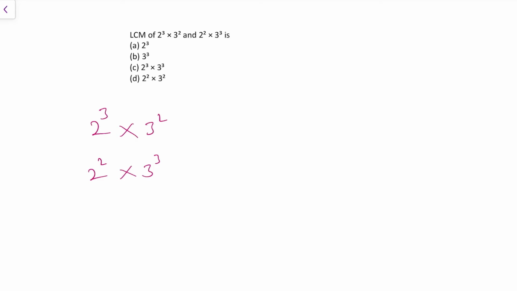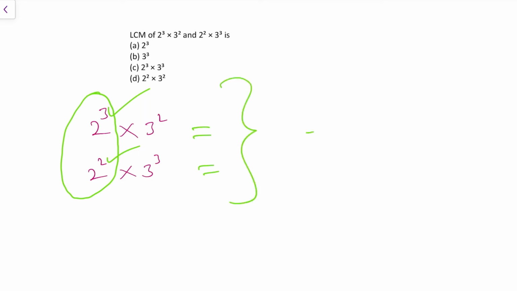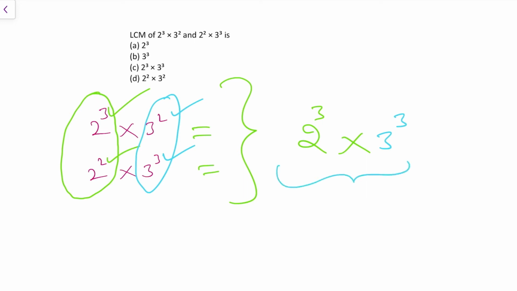The first method is, first check for the common numbers. Here 2 power 3 is there, here 2 power 2 is there. For writing the LCM, always we need to check the highest power. So here 2 power 3 and 2 power 2. So the highest is 2 power 3. So 2 power 3 into. Next here 3 power 2 and 3 power 3 are there. Obviously power 3 is biggest. So 3 power 3. Then the LCM of the given two numbers is 2 power 3 into 3 power 3. Completed. This is method 1.